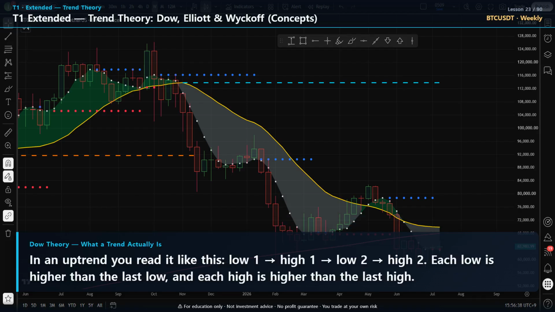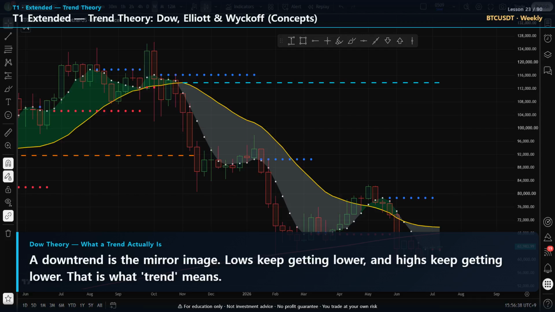An uptrend looks like this: low 1, then high 1, then low 2, then high 2. Each low is higher than the last low, and each high is higher than the last high. A downtrend is the mirror image. Lows keep getting lower, and highs keep getting lower. That is what trend means.